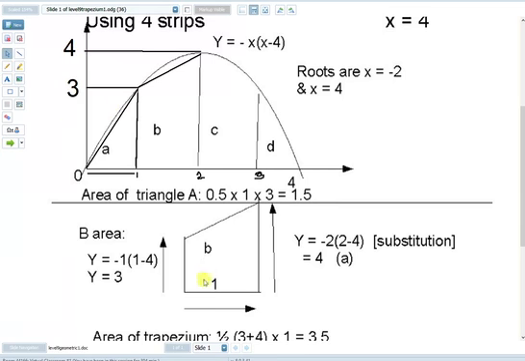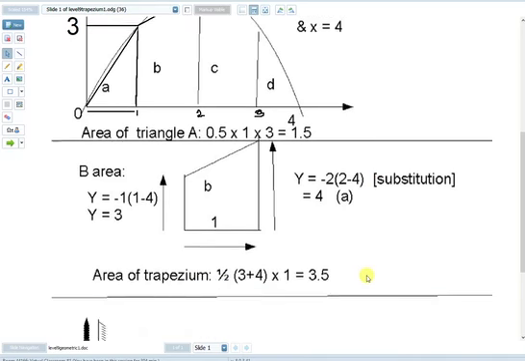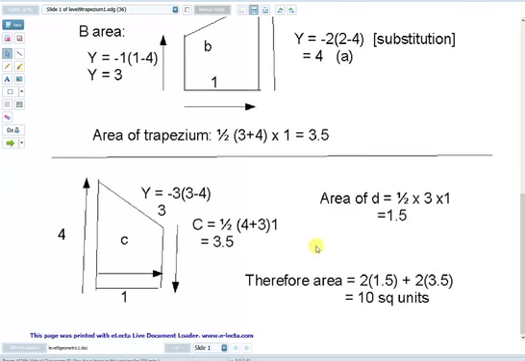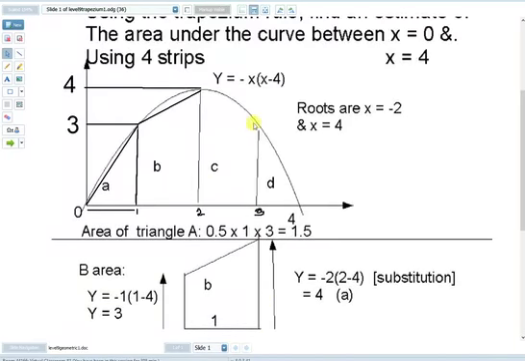Now we've got our area of trapezium. The area of the trapezium is a half times (3 plus 4) times the height of the trapezium, which is 1, which gives 3.5. The next trapezium is exactly the same because it's symmetrical. If we carry this line on, it should be pretty much perfect. So we just draw that there, like so.